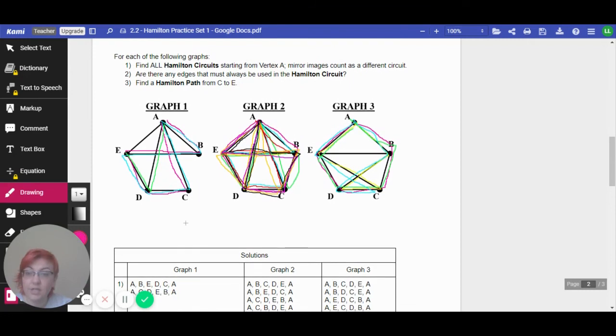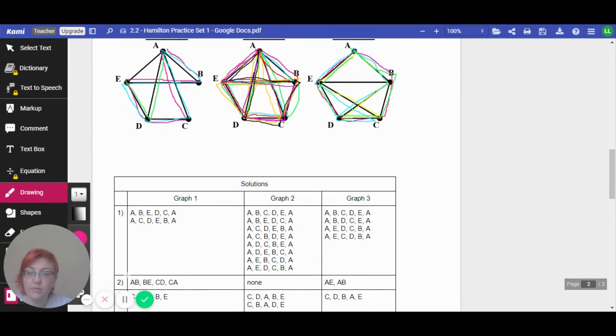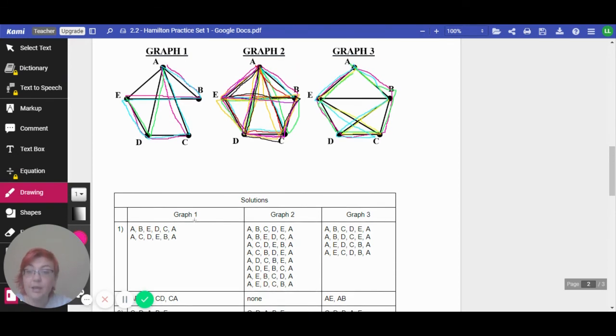So, of the two circuits that we found, what had to be used? Well, if you look, AB had to be used, BE, DC, and CA, because we only had one circuit and its mirrors. So every single one of those edges had to be in the circuit. Now here, we went everywhere. We went all over the place. So there was no edge that was used in every single graph. And then here, like I mentioned when we were doing it, AE and AB had to be in every single one because they're the only sides that connect to A.